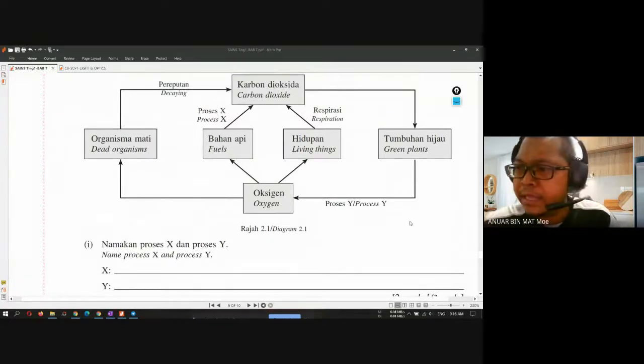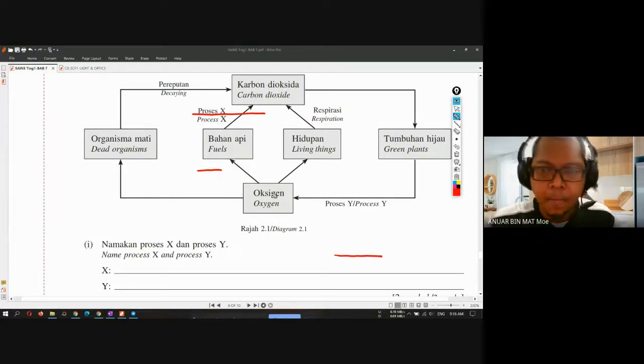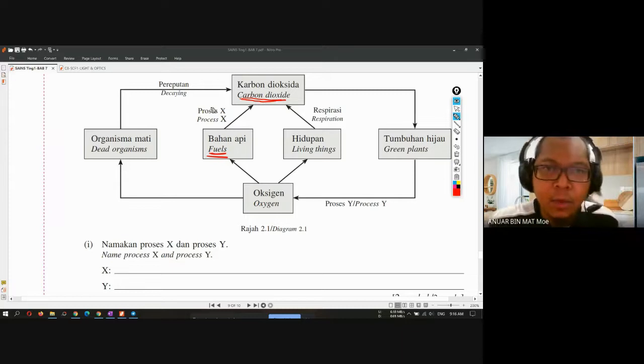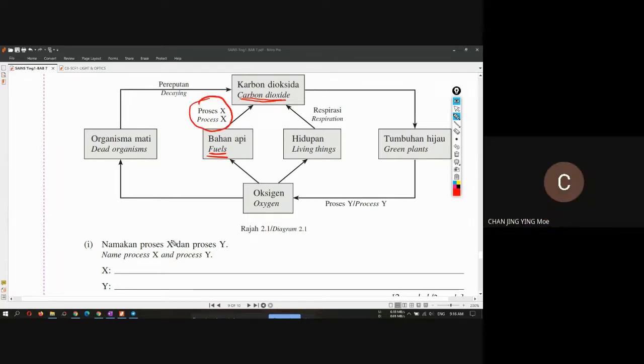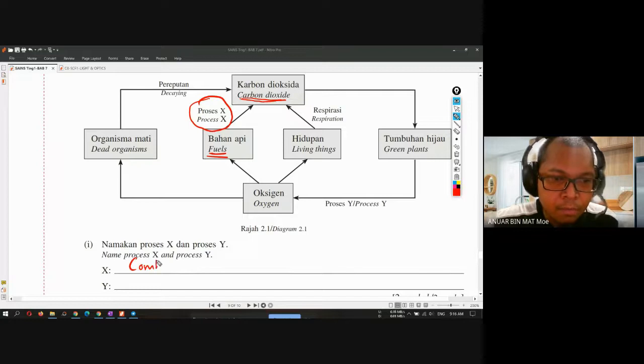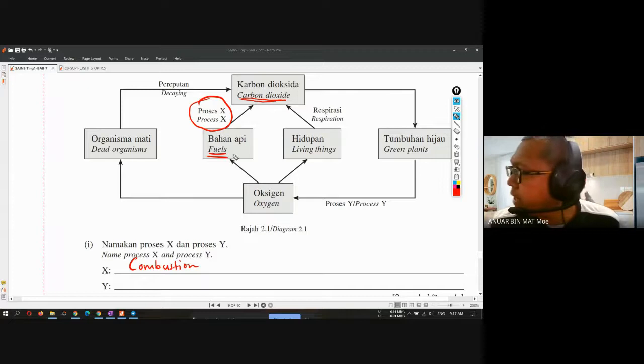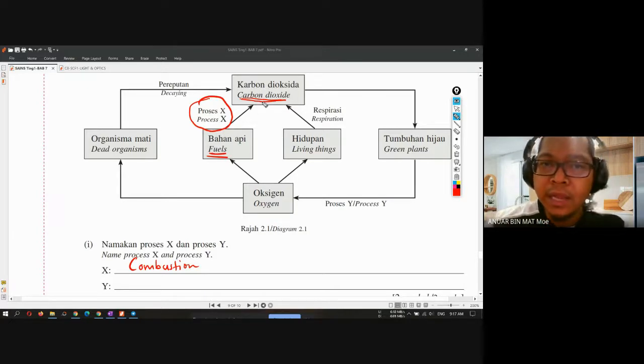Process X first. Where is process X? Okay, this one. Process X, meaning that from fuel, it will become carbon dioxide. You have fuel here, and then it becomes carbon dioxide, right? Okay, what is process X here? Combustion. Good. Because when you burn something, it will turn into carbon dioxide. The process is combustion.